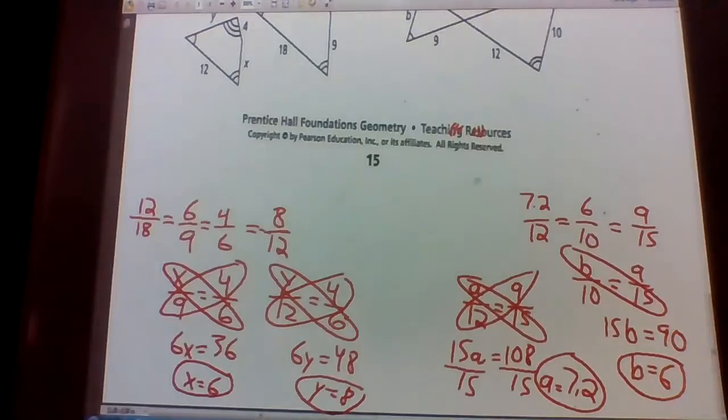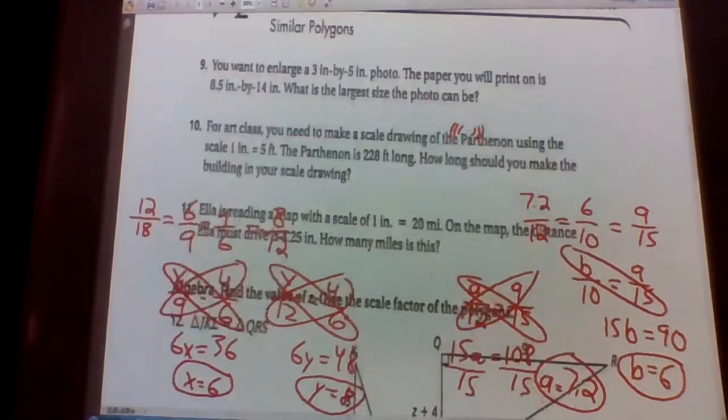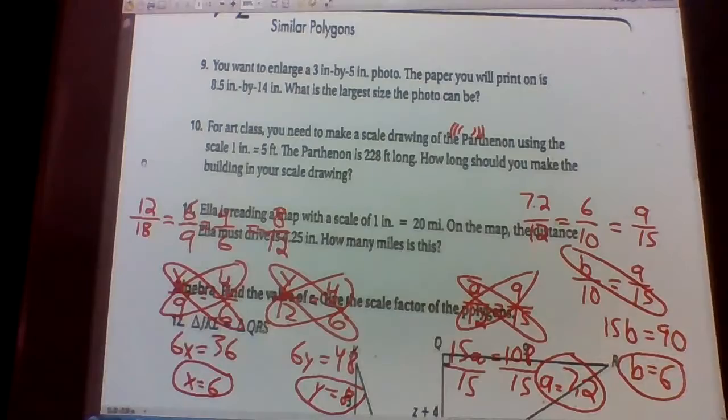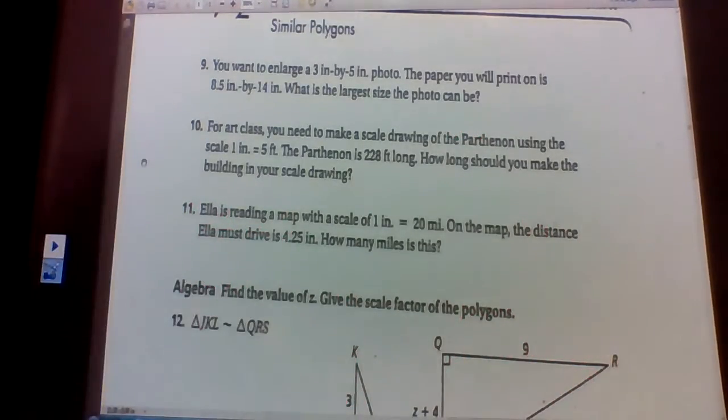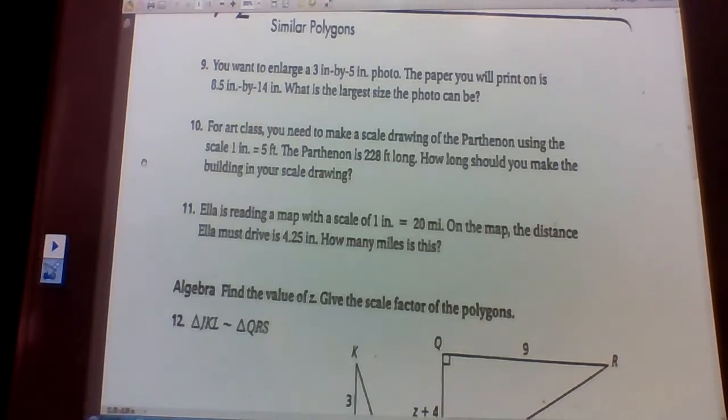And then the other side. Okay, we want to enlarge a 3 by 5 photo. The paper you print on is 8.5 by 14 inches. What is the largest size of the photo in B? It's 7.2. I was just making sure it's 7.2.